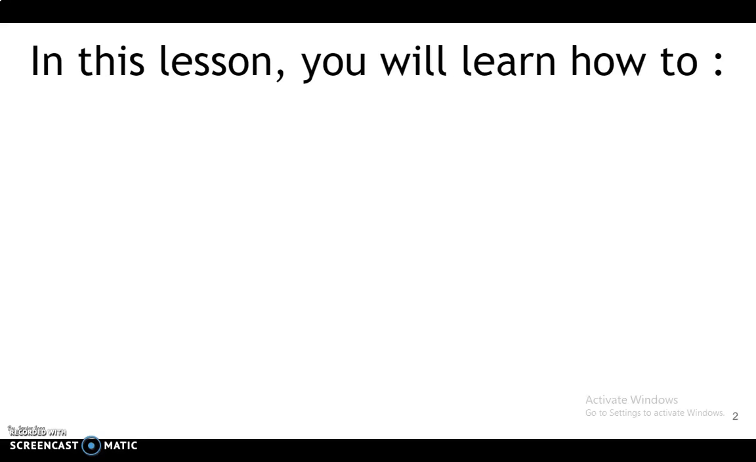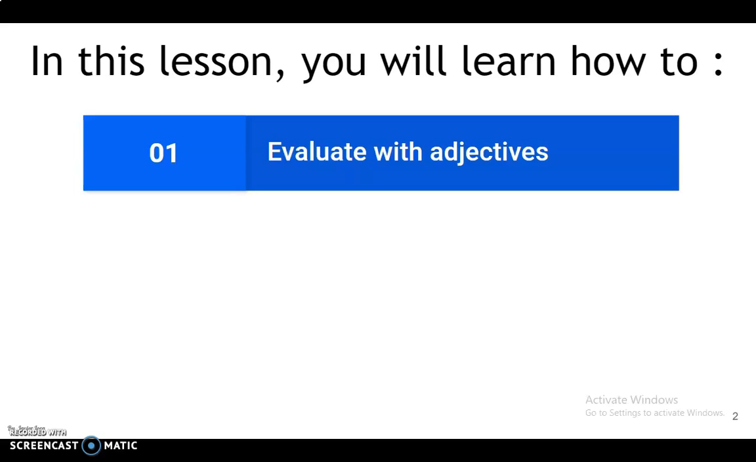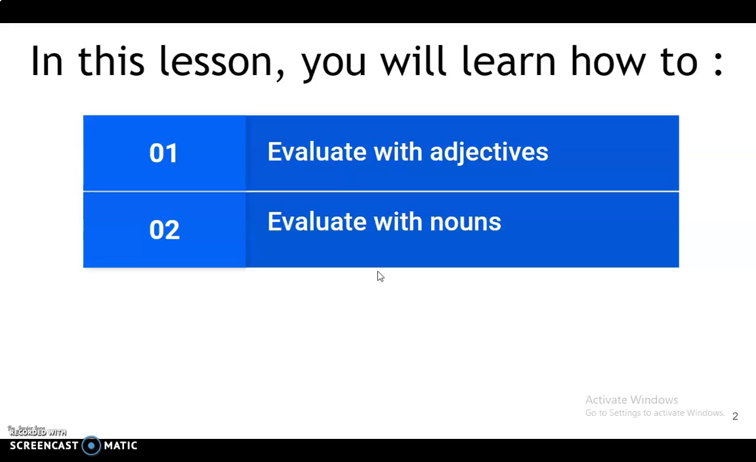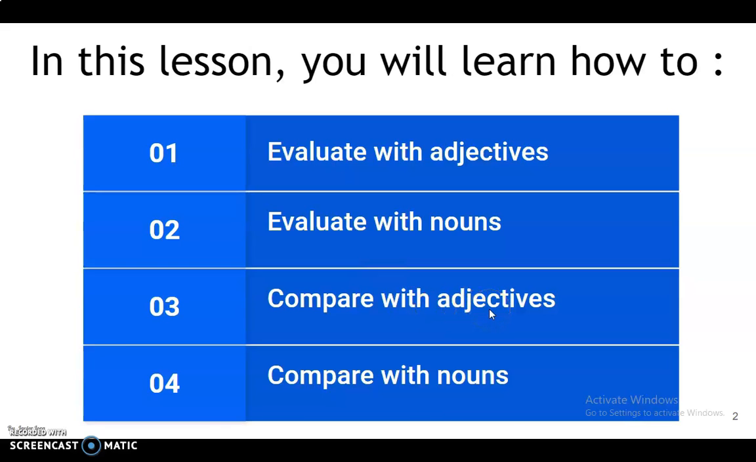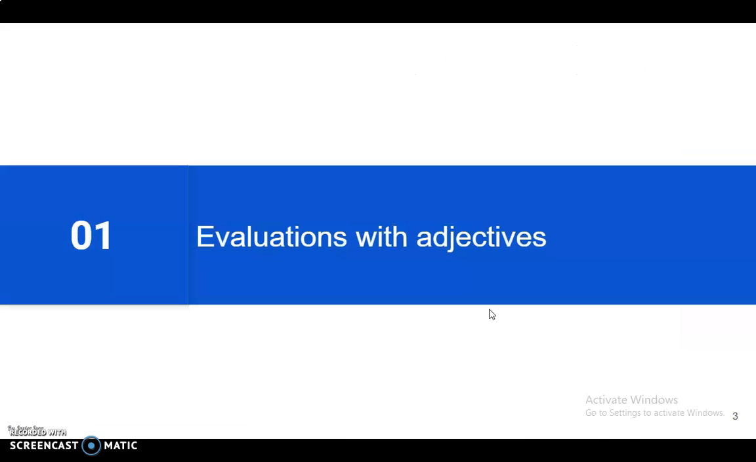In this lesson, you will learn how to evaluate with adjectives and evaluate with nouns. Also, you will learn how to compare with adjectives and compare with nouns. First up, evaluations with adjectives.